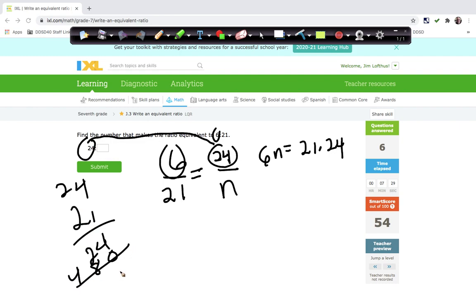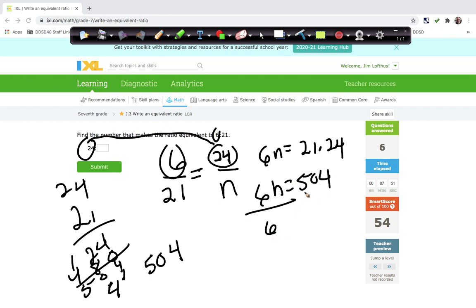is 464. Let's be careful here. 504. That's 4, 10, 504. That's an 8. Yep. 504. So 6n equals 504.